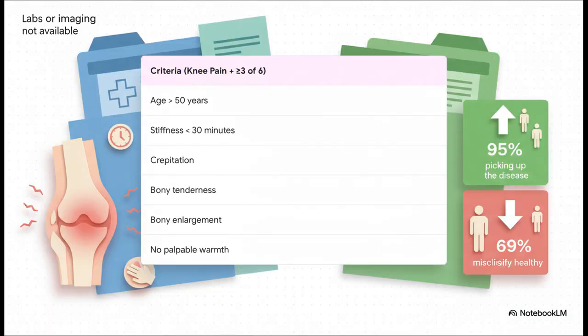Okay, and our third and final pathway is the clinical-only criteria. This is what you'd use when you don't have labs or X-rays handy. Here, you need knee pain plus at least 3 of these 6 clinical findings. But this is a classic board exam trap. What's the trade-off here? Well, you get a massive 95% sensitivity. It's fantastic at not missing the disease. But the specificity plummets to 69%. So you'll catch almost every case of OA, but you're also going to incorrectly flag a lot more healthy people.